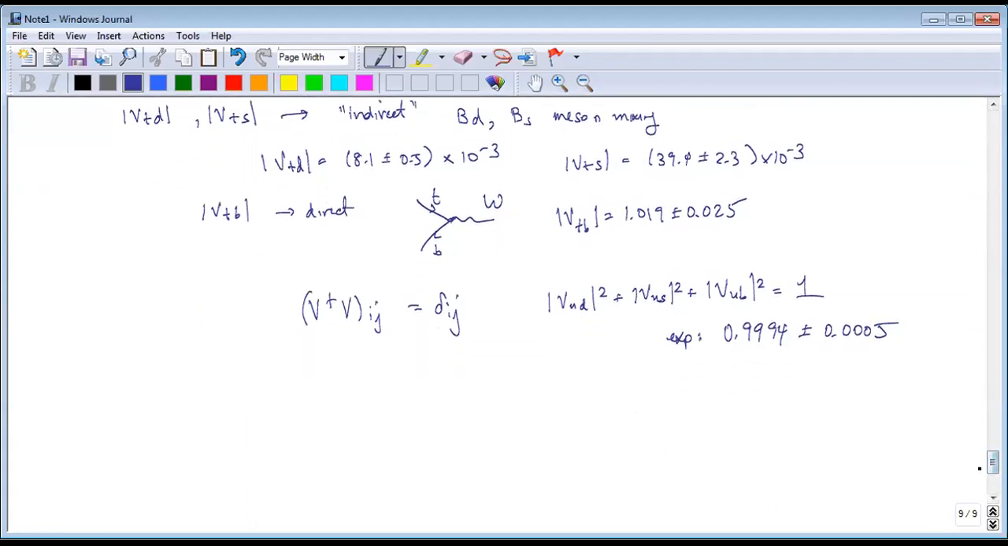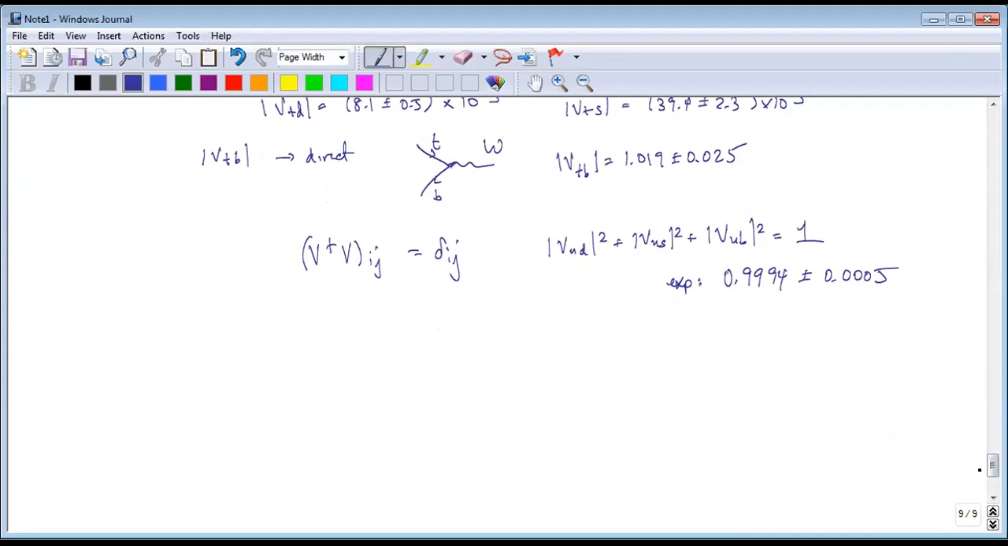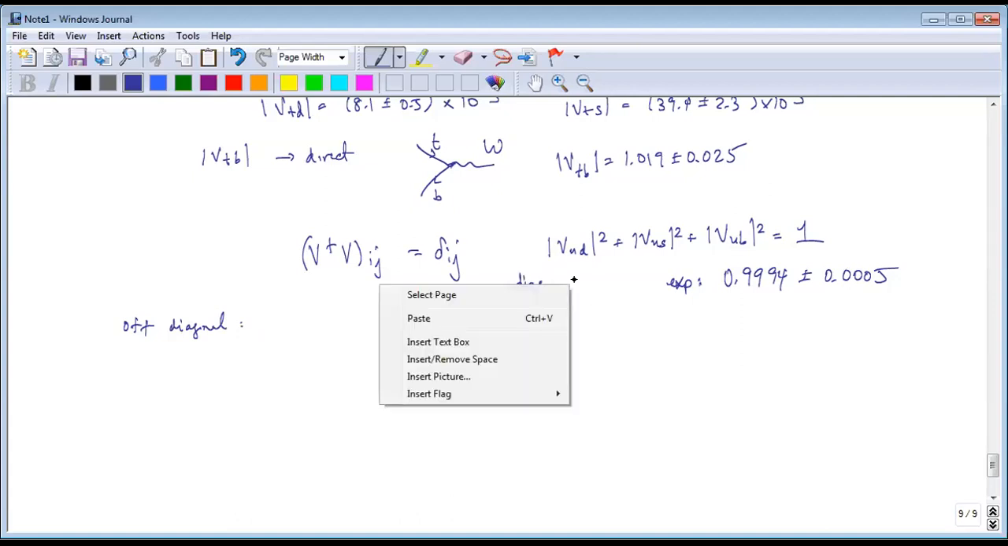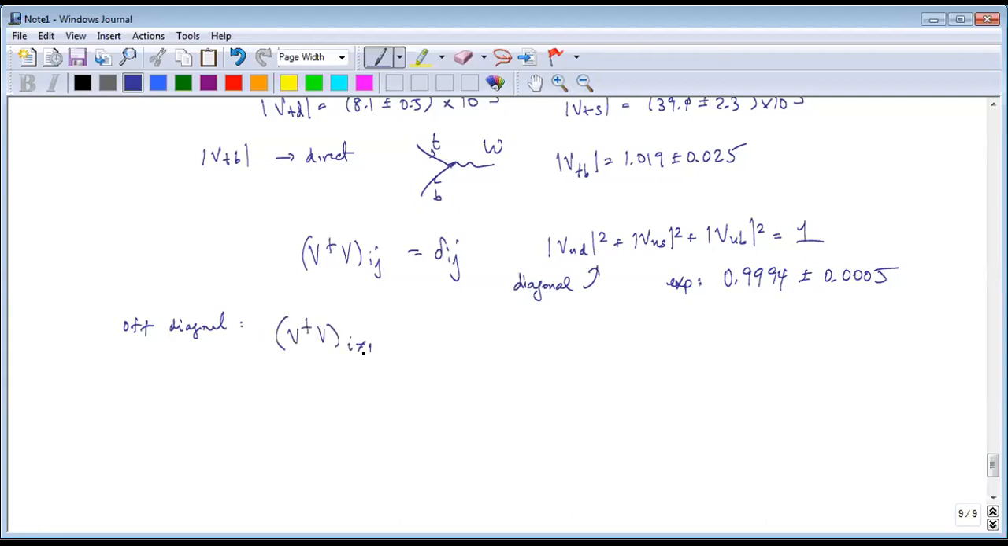Now, I think we're getting close to the end, but I want to just make a little highlight of the next things to come, and that's the off-diagonal entries of this object. The ones up here are the diagonal. Off diagonal, where i is not equal to j, those are going to be equal to 0. The most useful one experimentally, there are many of them, but one of the most exciting ones is the following: VUD VUB star plus VCD VCB star plus VTD VTB star equals 0.